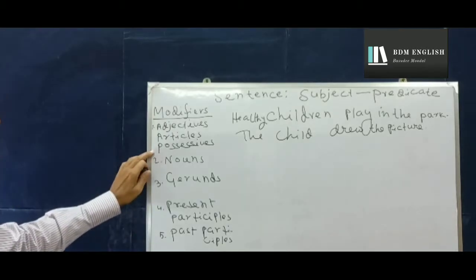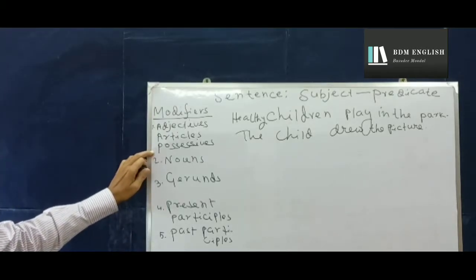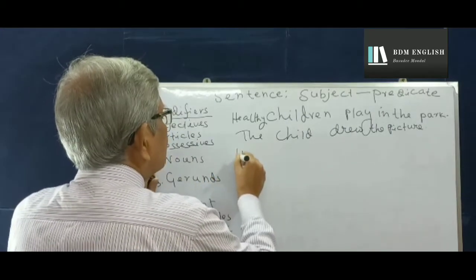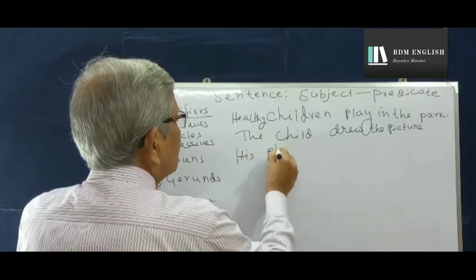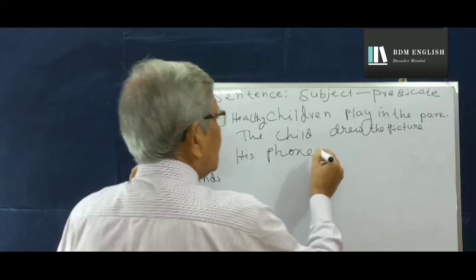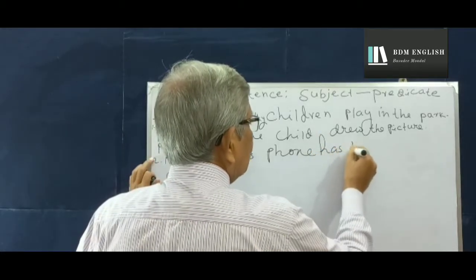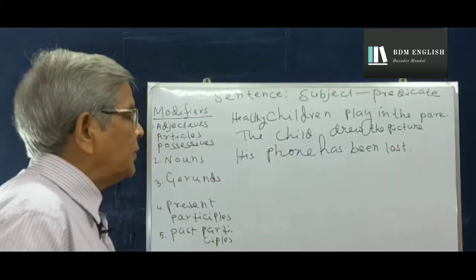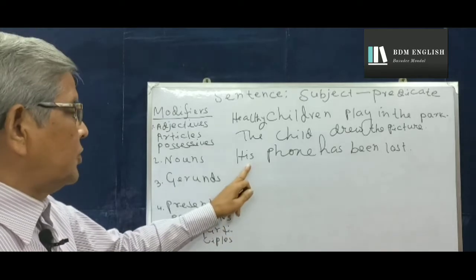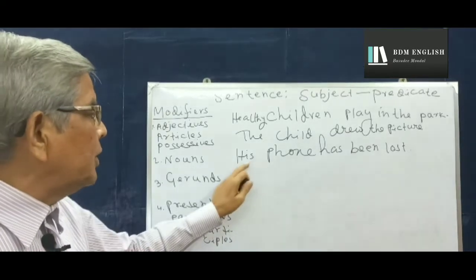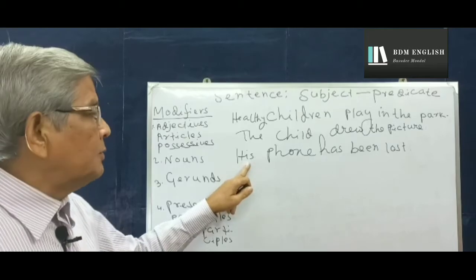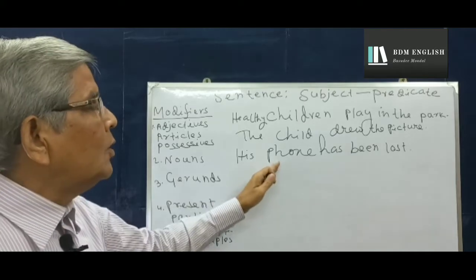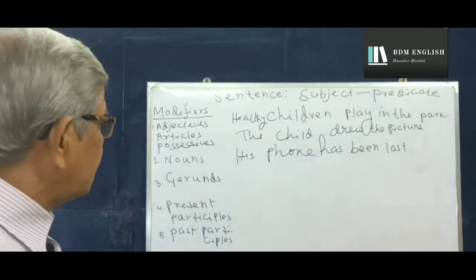A possessive can also be used as a modifier. It can also restrict or limit the meaning of the noun used as the subject. His phone has been lost. The possessive his clearly shows that the phone belonged to him and to nobody else. Thus, a possessive also restricts the meaning of a noun, whether it is used as a subject or it is placed in any other position in a sentence.